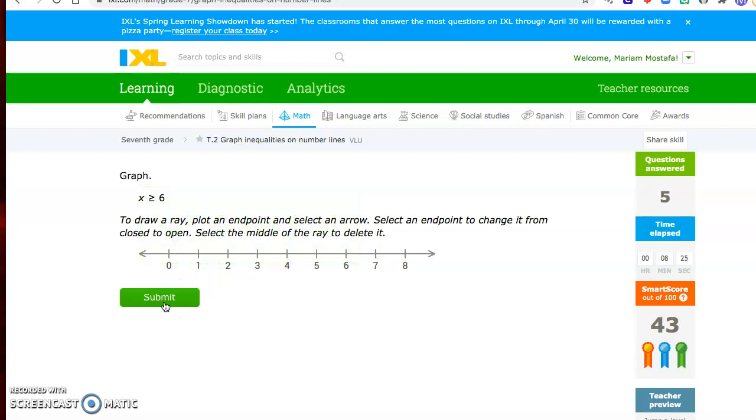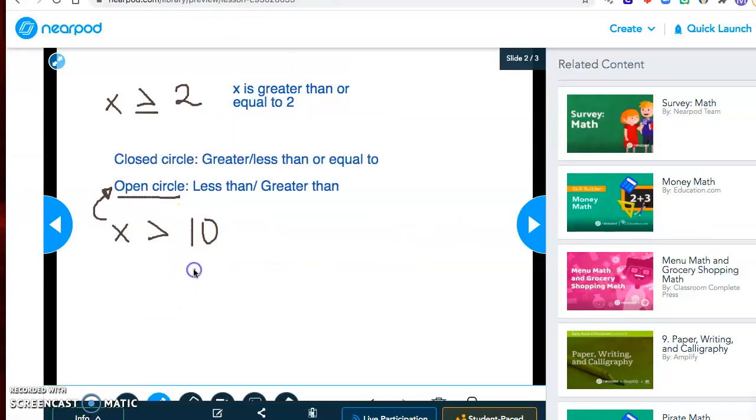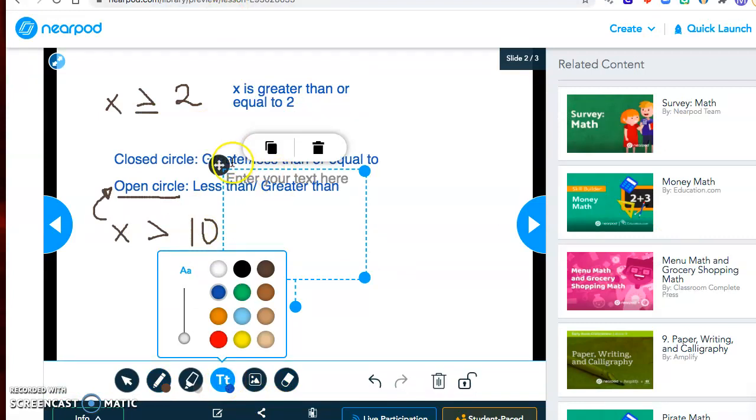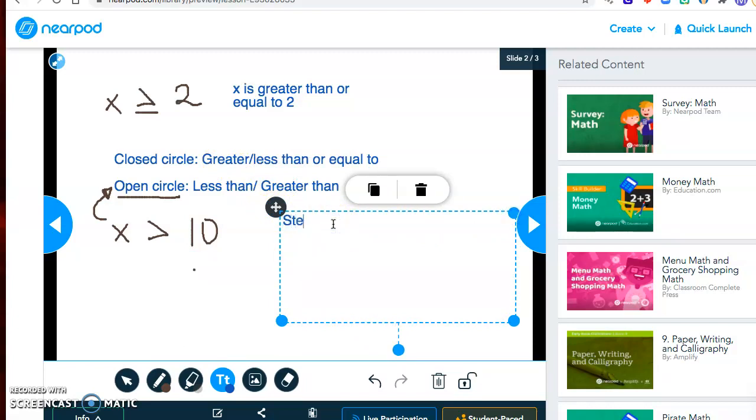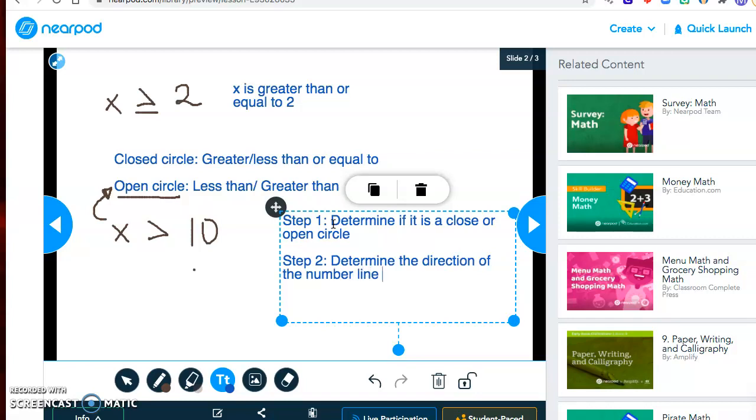And that's it. Again, remember there are two things you need to do. Here are the steps to help you out if you need them. Step 1 is to determine if it is a closed or open circle. Step 2 is to determine the direction of the number line. You have to determine whether it's going to be greater than or less than.